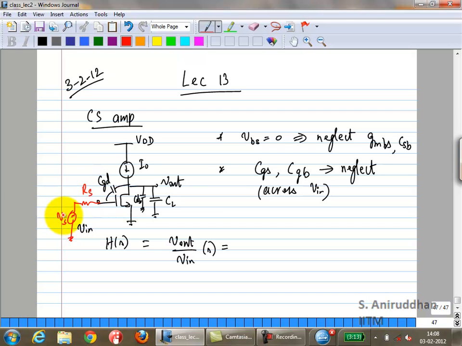Let's call this VS and RS. Okay. What is VGS at very high frequencies? 0. Right? We are going to short the capacitor. So what is the signal current going through the transistor? Obviously 0. Gm times VGS. So signal current going through the transistor is 0.